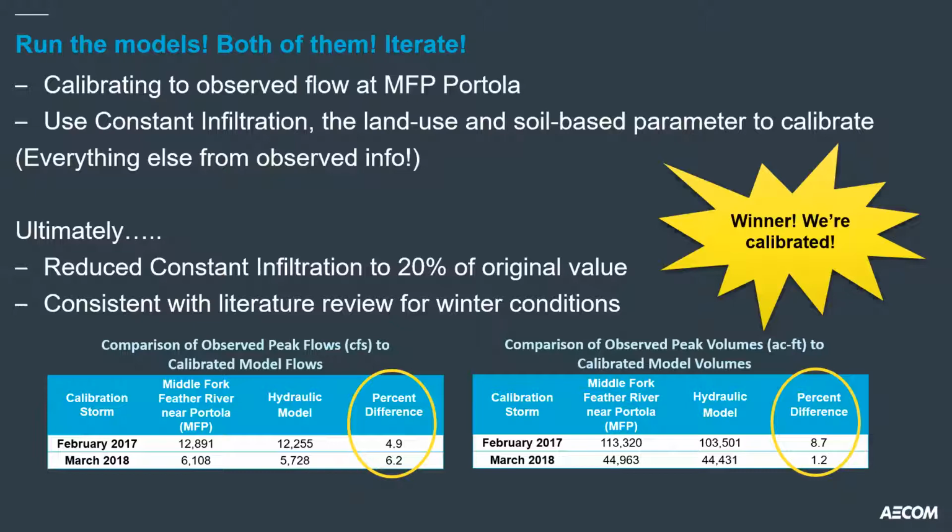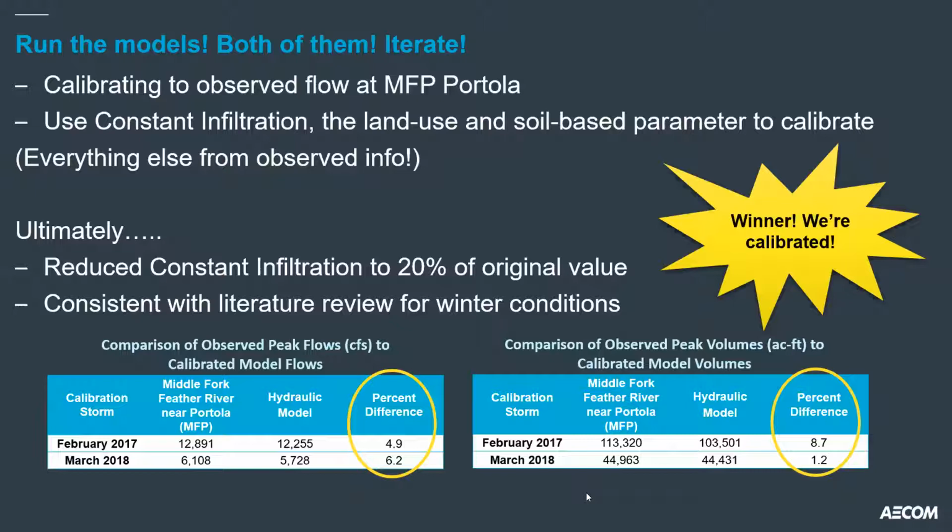And you can see in these 2 tables at the bottom, our comparison of observed peak flow from our calibrated model to our gauge data, pretty dang close. Peak flows are 4.9 to 6.2% difference. That's pretty dang good. And then volumes, even better. March 2018 volume, we got to 1.2% difference. We considered that a win. We considered that calibrated. Our reviewers considered that a win and considered it calibrated. So we were super happy.